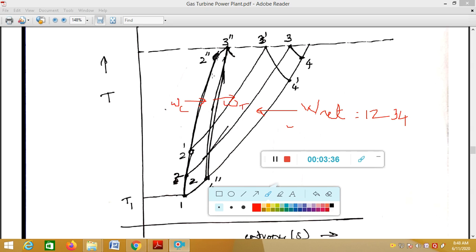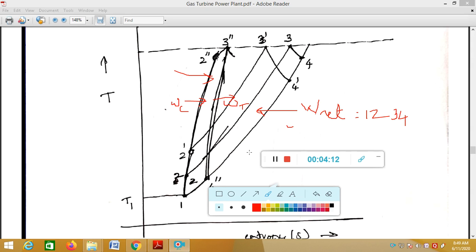Again we can see that the area included in the TS diagram, that is area 1, 2 dash, 3 dash, 4 dash, is very small. This area indicates the net work output from the turbine cycle, and it is also very small in this case. Therefore, net work output is very small when the pressure ratio is very small, as in the case of 1, 2, 3, 4, and also very less when the pressure ratio is very large, as in cycle 1, 2 double dash, 3 double dash, 4 double dash.